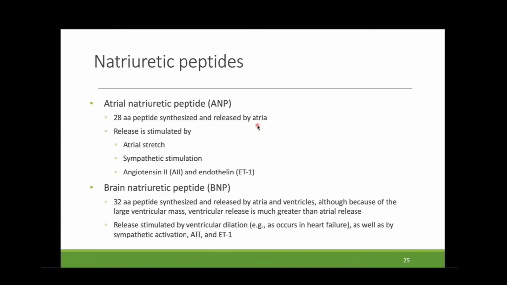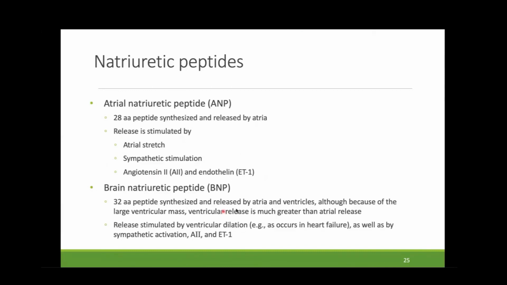Its release from the atria is stimulated by atrial stretch, sympathetic stimulation, or increased circulating levels of angiotensin-2 or endothelin-1. And so, especially these first two, but even the third one because of angiotensin-2, this is what occurs with heart failure, for example. In heart failure, blood backs up into the atria because the ventricles can't pump it out as well. And you get atrial stretch, and it stimulates the production of ANP.